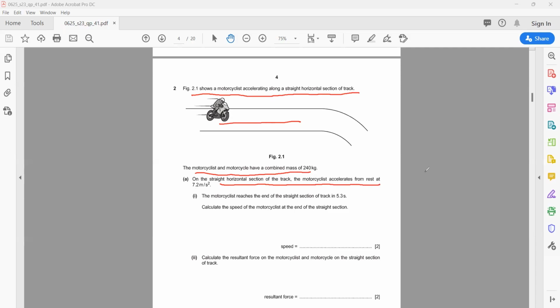So if you talk about initial velocity, that is zero because this starts from rest. After that, they have given you acceleration, that is equal to 7.2 meter per second square. And they have given you the time also, 5.3 seconds. So what they need here is the final velocity or speed.